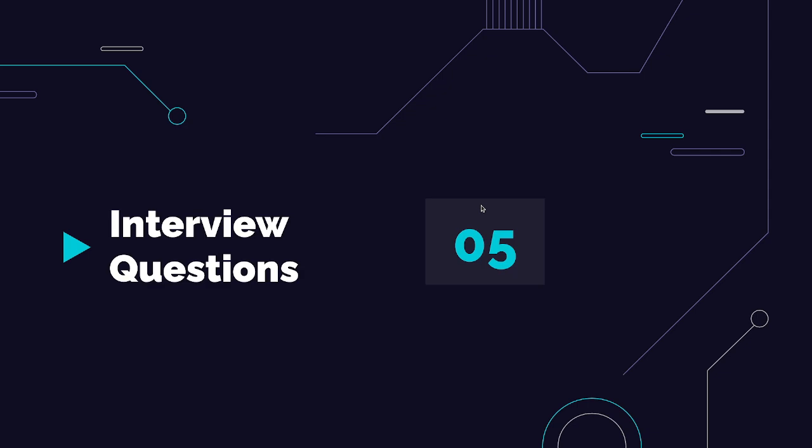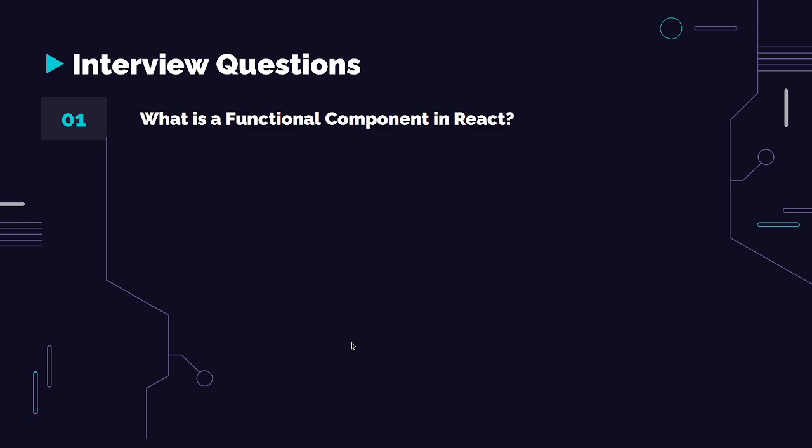Let's look into some interview questions. So our first question is, what is a functional component in React? A functional component is a JavaScript function that takes props or properties as an argument and returns JSX. With hooks, they can manage state and side effects also, making them the preferred way to write modern React components. So this is a very commonly asked question in interviews.